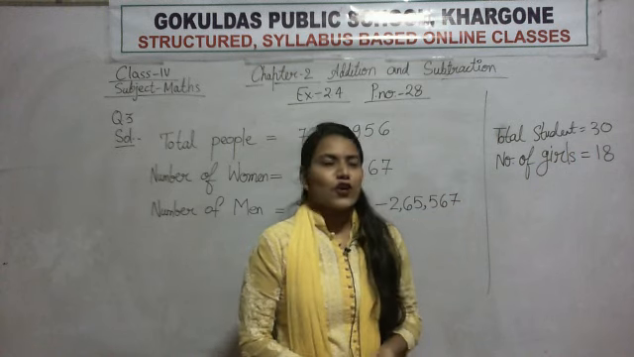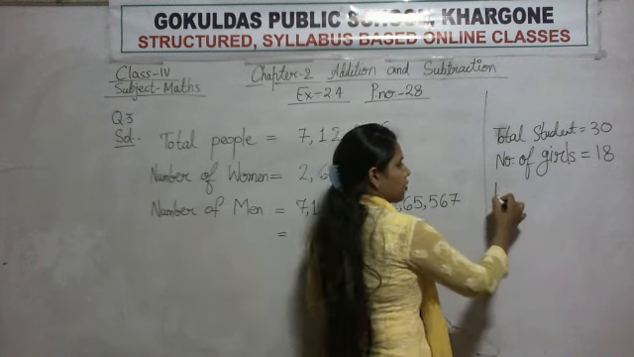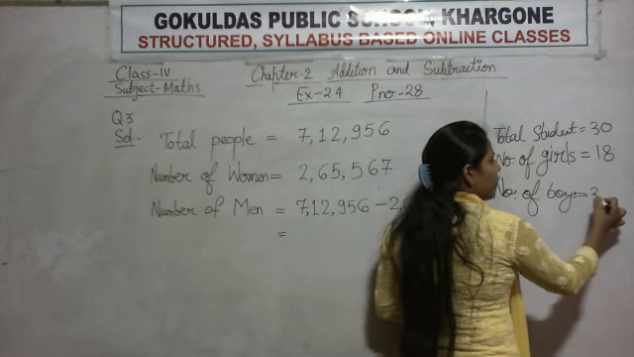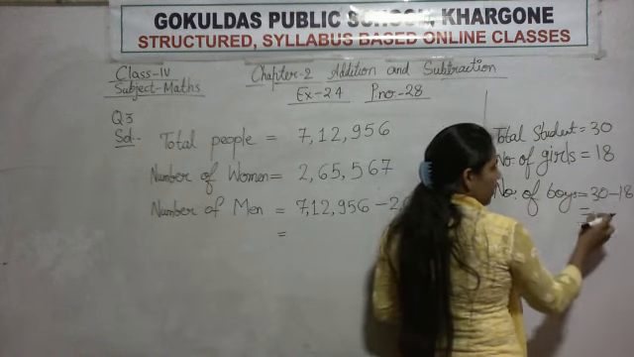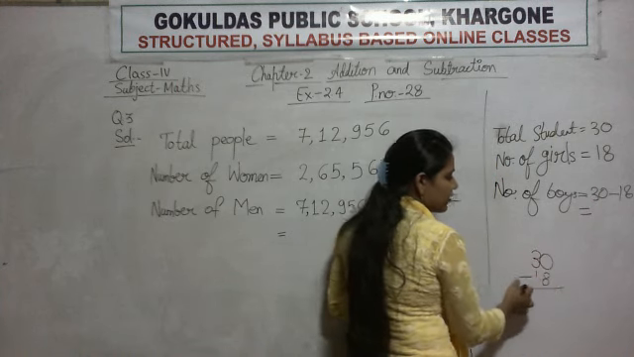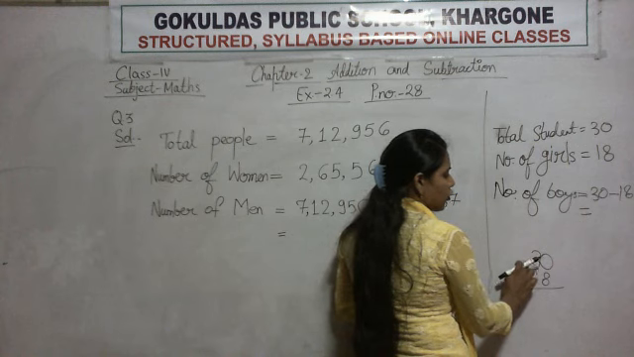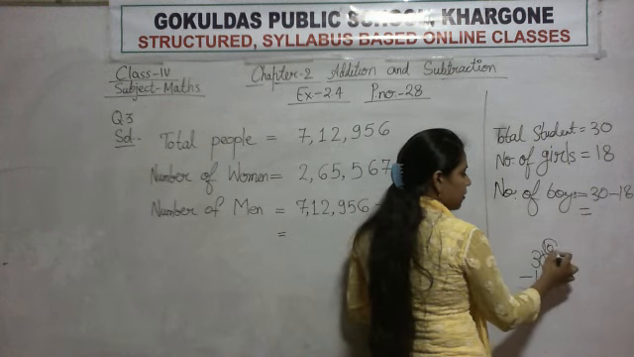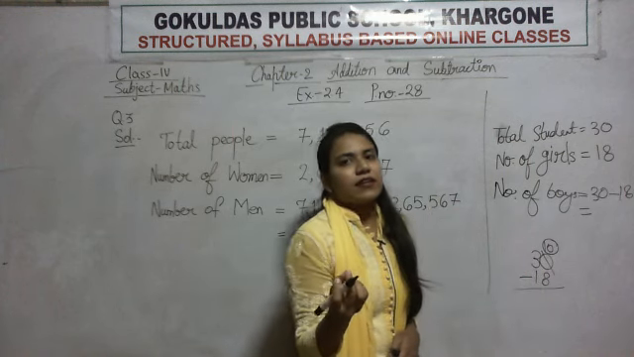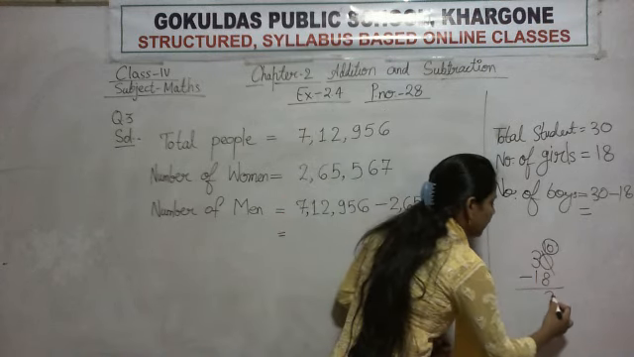If the total number of students is 30 and out of 30, 18 are girls, then how many are boys? So what will you do? You will subtract 18 from 30 to get the number of boys. So number of boys equals 30 minus 18. You have to arrange 30 and 18 in columns, then subtract. You cannot subtract 8 from 0, so you take a borrow and it becomes 10. Now you can subtract 8 from 10, and you get 2.